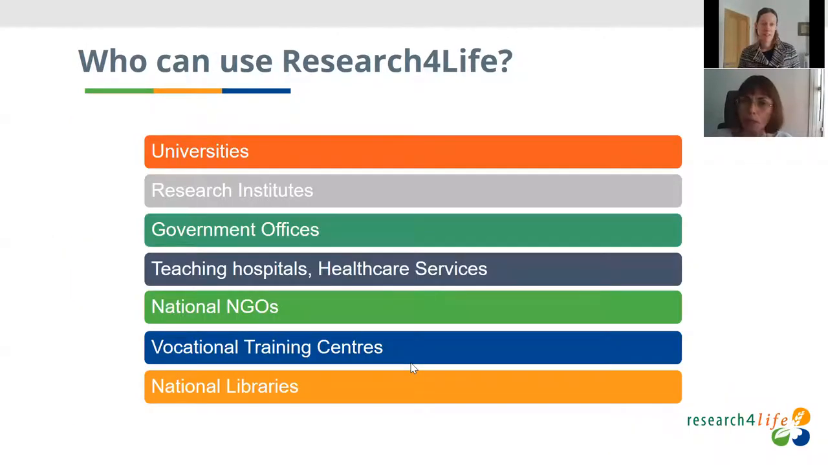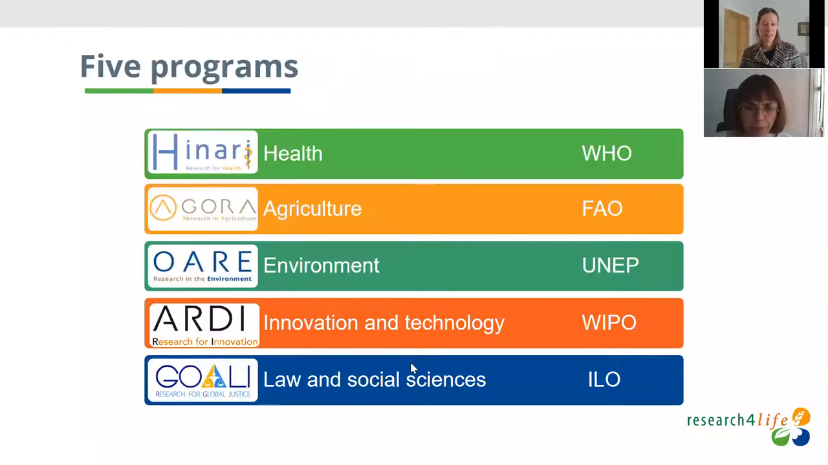And who can use Research for Life? Local, not-for-profit, and public institutions like universities, research institutes, government offices, NGOs, and national libraries. We already have 10,000 institutions registered. So quite a lot of institutions already use Research for Life.